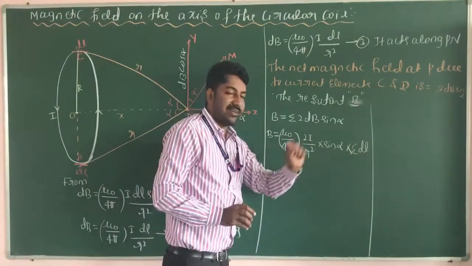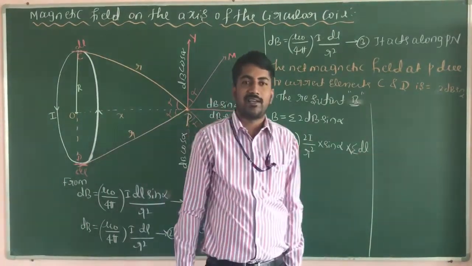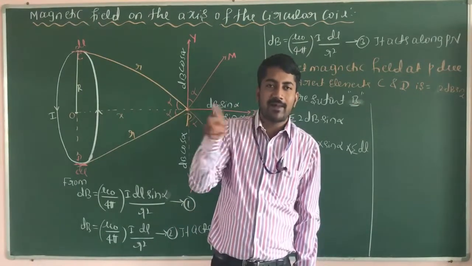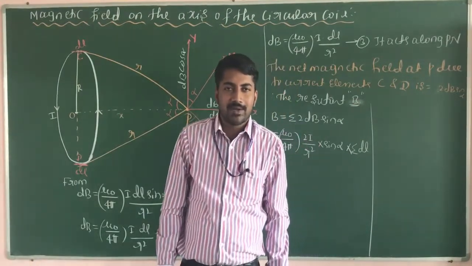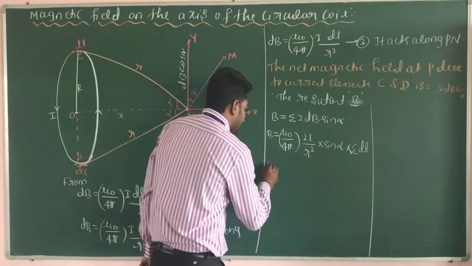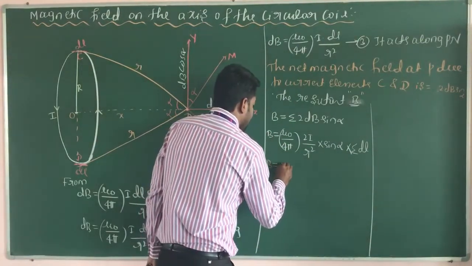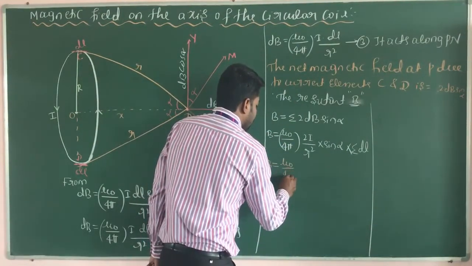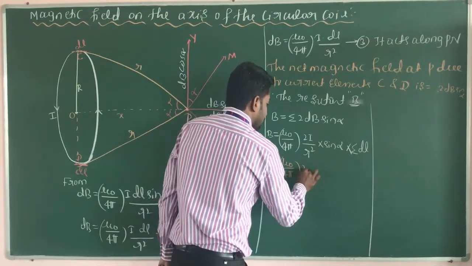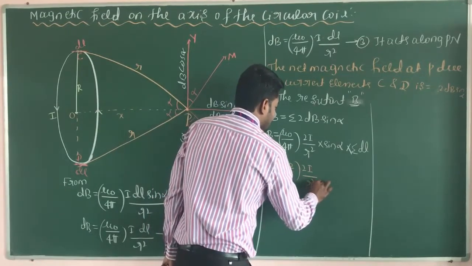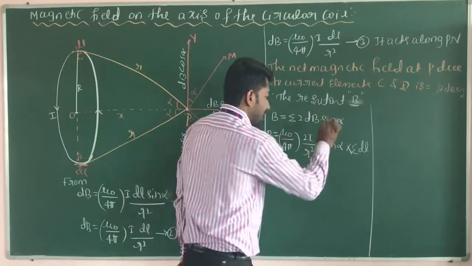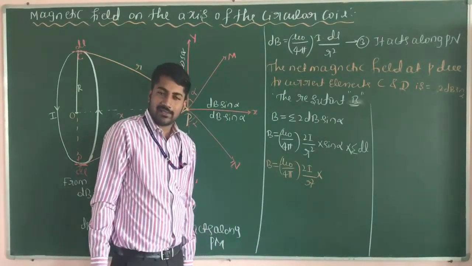The sum of dl, how do we calculate it? The sum of dl is the circumference divided by 2. You know that value? We get this equation: B is equal to mu naught divided by 4 pi, 2I divided by R square into sin alpha. Sin alpha, or it is equal to sin theta.